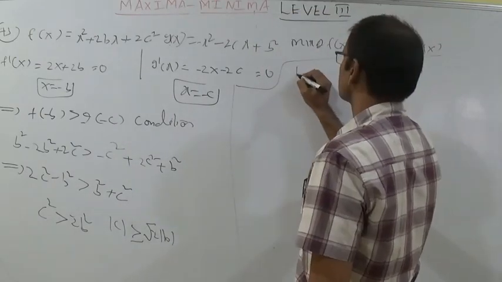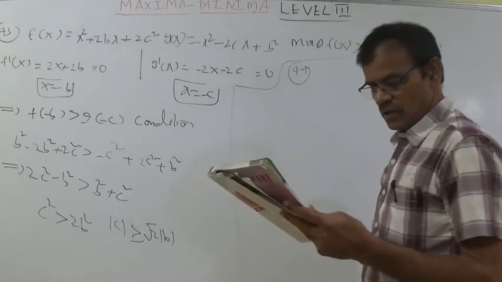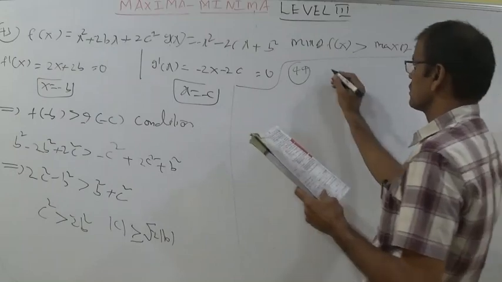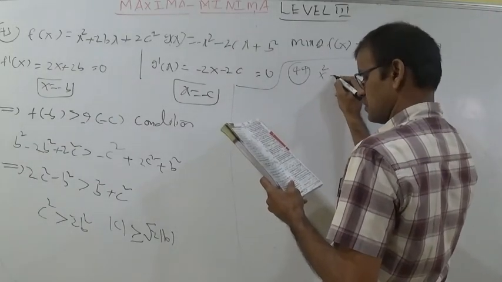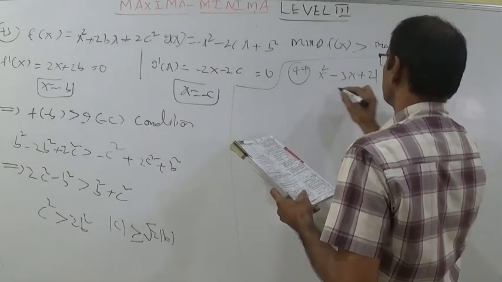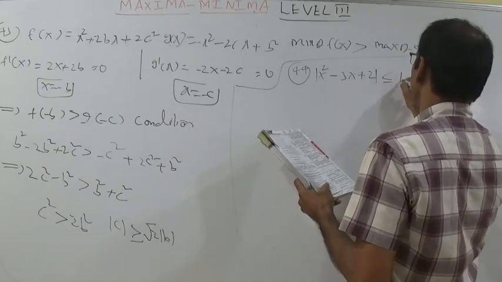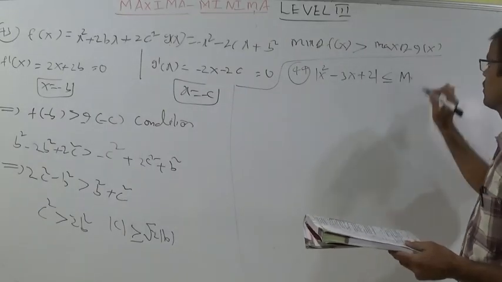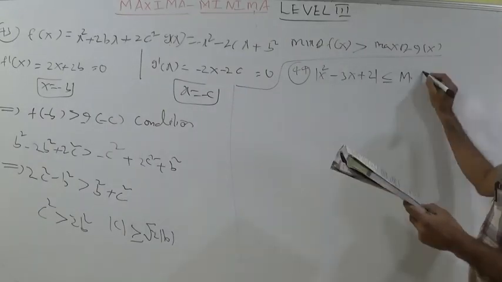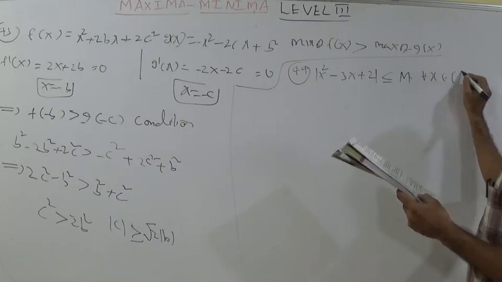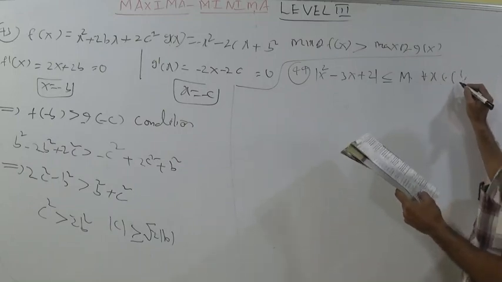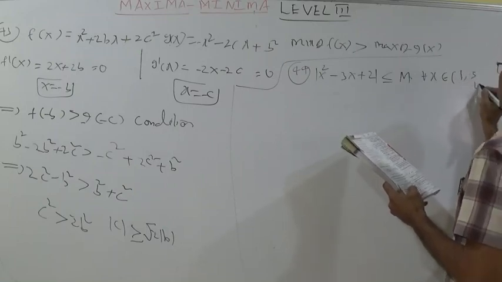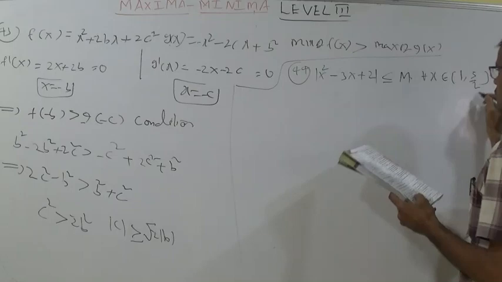Now let us discuss the 44th question. The smallest value of capital M such that modulus of x square minus 3x plus 2 is less than or equal to M. We want the smallest value of this M for all x, for all x belonging to the given closed interval 1 comma 5 by 2.